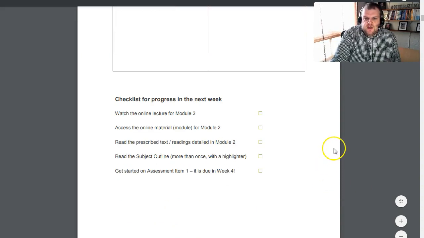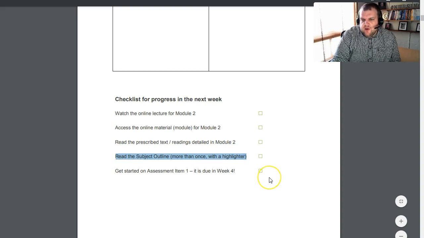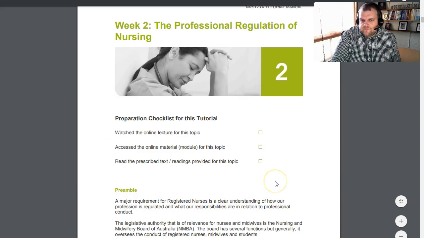And there's a checklist at the end of each module as well, watching the online lecture for the week. Again, this is similar to the stuff that you've got at the start of the next week, but just reminds them to go off and do that. There's also a few extra things I've thrown in, so read the subject outline more than once with a highlighter and get started on assessment 1. It's due in week 4. So there's things to prod them along, give them a bit of a nudge for particular activities that'll be upcoming in the next week or two. That's part of the purpose of the little checklist at the end.